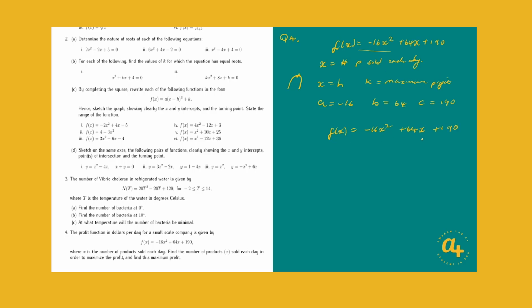So now that we have our function written down, the next step is going to be to factor out a from the two values that have the variable x in them. And we know that a is -16, so we're going to factor out -16 from the two values that have the variable x in them, so that we say -16 into -16x², which will just give us x², and then -16 into 64x will give us -4x. So we have 190 here.